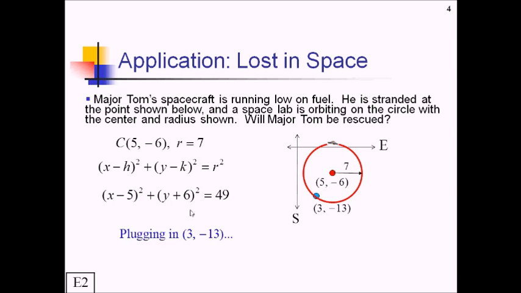So plugging that in, we can write 3 minus 5 squared and -13 plus 6 squared. So this is going to be 4 plus, let's see, this is 49. Definitely doesn't add up to 49. So unfortunately, Major Tom is not going to be rescued. That's a huge drag. Somebody should write a song about it.